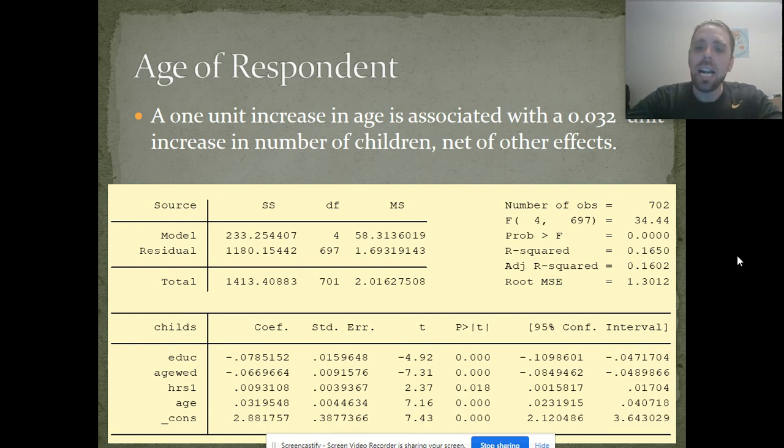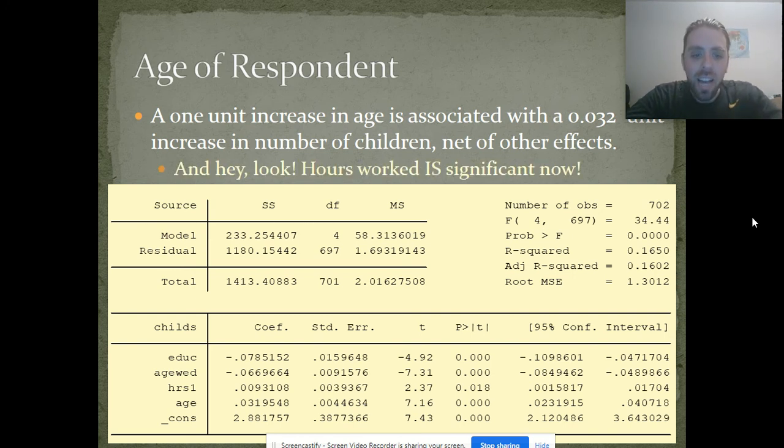And notice how I added another 6% to my R squared. Now these four independent variables account for 16.5% of all variation in Y. Education is still a negative and significant effect. Age at first marriage is still a significant and negative relationship. And hey, look, hours worked turned out to be significant now. So what's going on there?